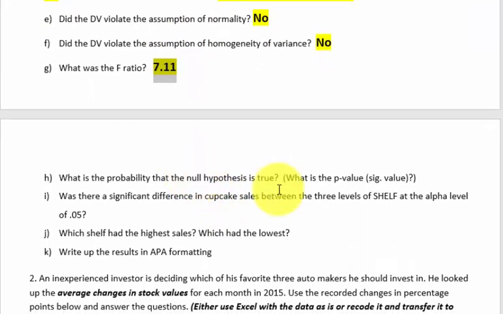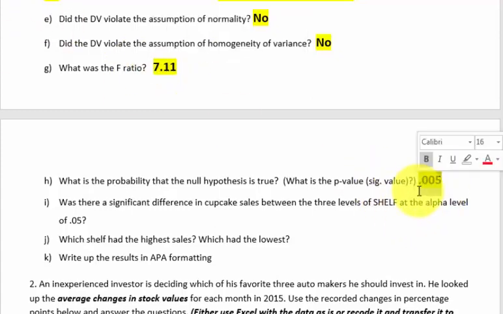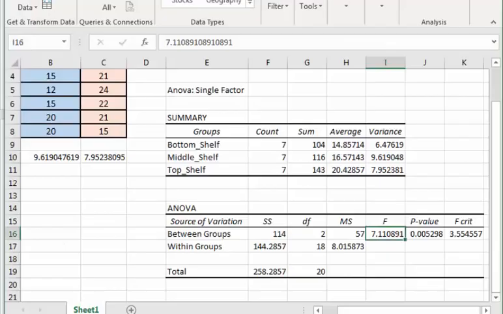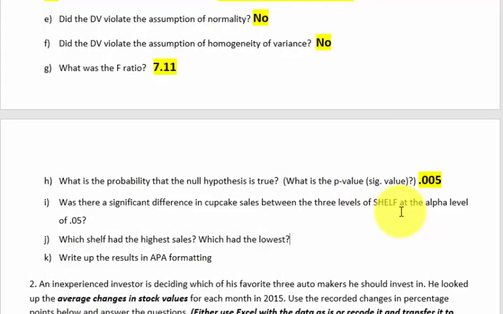So what's the p-value? I believe that was 0.005. Let's look it up here in a second. 0.005. And let me double check. Yeah, there it is, 0.005. So p-values, we write out to 3 place values. Any test statistic like an F or a chi-squared or a t-test, we only put out to the 2 place values. That's APA formatting. Don't ask me why. So was it a significant difference at the alpha level 0.05? Yes, there was, because 0.005 is less than 0.05.